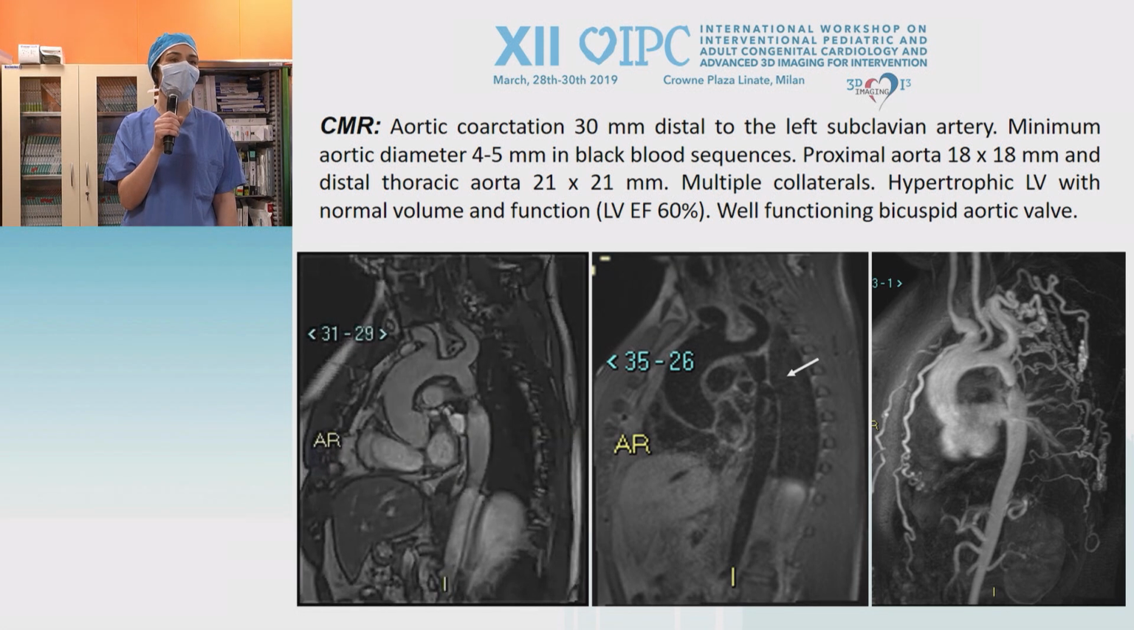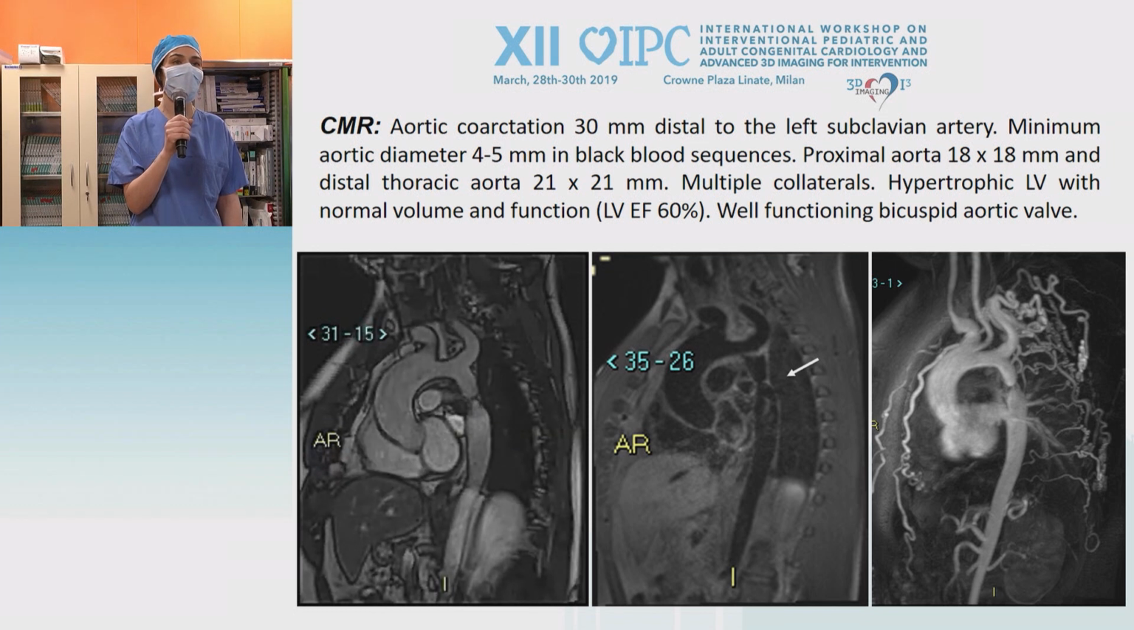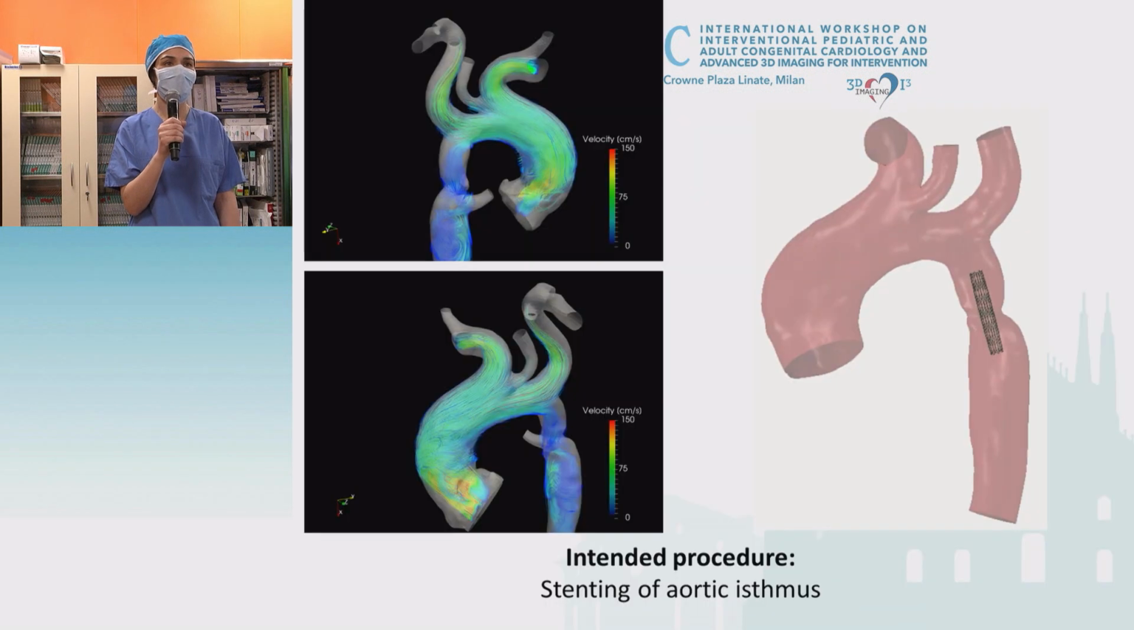So the aortic coarctation, you can see clearly here, is about 3 centimeters distal to the left subclavian artery. The minimum diameter has been measured in the black blood imaging and is about 5 millimeters. The proximal aorta is 18 and the distal is 21 millimeters. On the angiography, you can appreciate the multiple collaterals coming from the epiaortic and intercostal arteries.